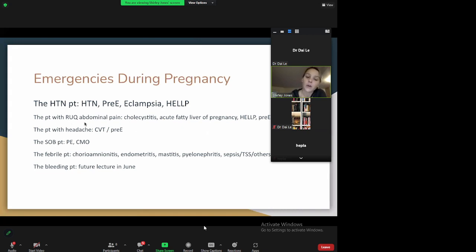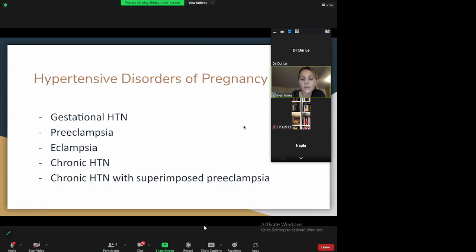The patient with right upper quadrant abdominal pain or epigastric abdominal pain, the patient with a headache, the short of breath patient, the febrile patient, and then the bleeding patient. But the bleeding patient is its own future lecture that's an hour long, so we're not going to talk about any of these complications today. So most of this lecture will be hypertensive disorders of pregnancy. And then the other topics are just going to be reminders to think about these differentials, but not diving deep into the topics, because again, they can be their own hour lecture.